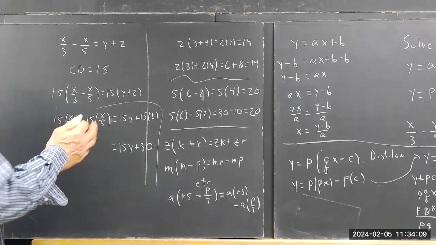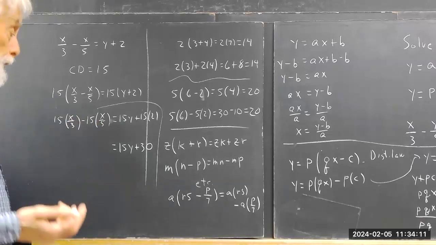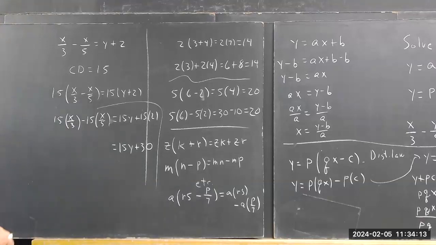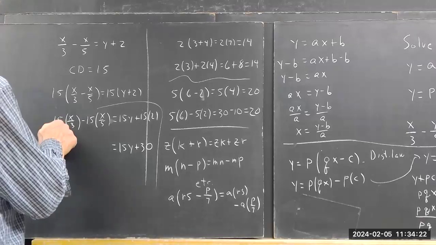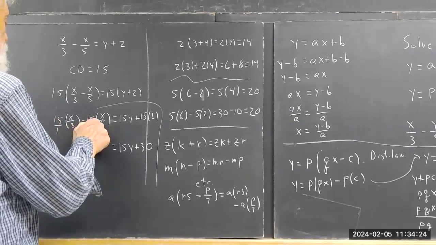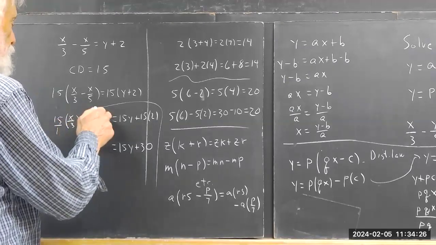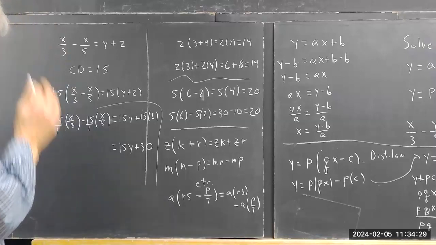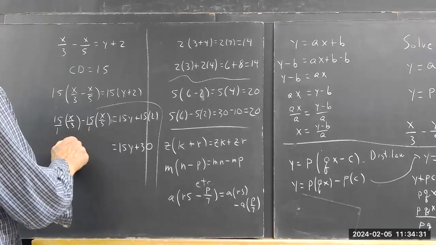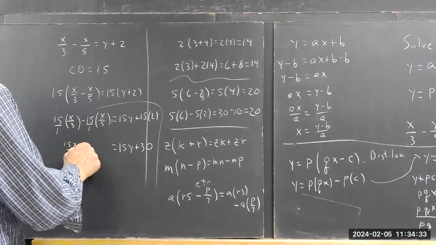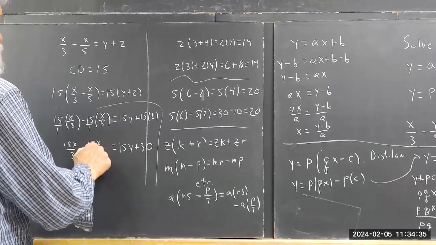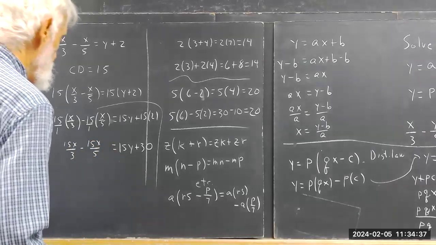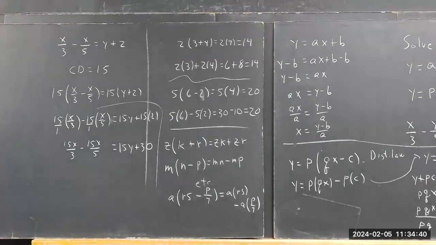Well, to understand what's going on, rather than do something by habit, we do what we know to do. When we multiply two fractions, we multiply numerators and we multiply denominators. First, we write this as 15 over 1 times x over 3 and 15 over 1 times x over 5, so that we have 15x over 3 minus 15x over 5. Is that clear?